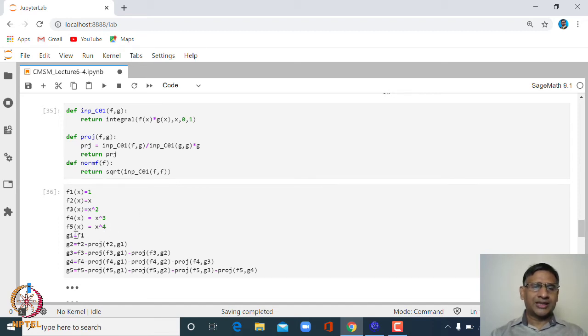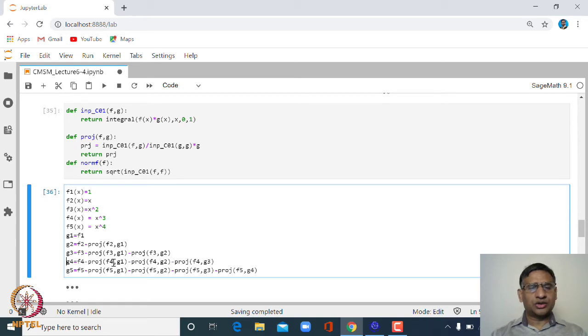P4R. And then again the idea is similarly, define G1 equal to F1, G2 is equal to F2 minus the orthogonal projection of F2 onto G1, G3 again in the same way, G4 and G5. So in general, what is GK? GK is defined as: from Fk you take out the orthogonal projection of Fk onto all the previous orthogonal set of vectors that have been obtained.